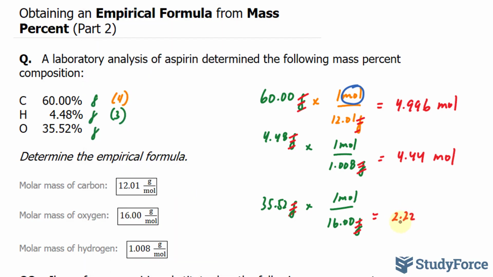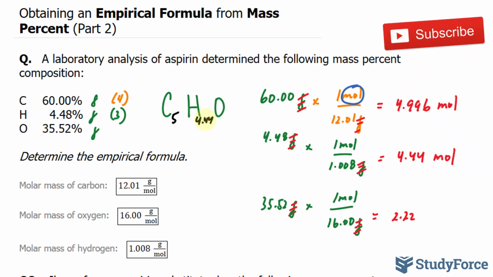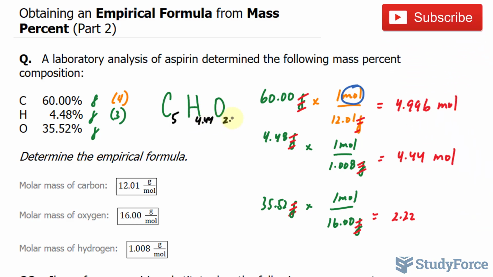Now, to build my empirical formula, I'll write down the atoms within this compound. I have C, H, and O. And I'll write down 4.996, and since 4.99 is so close to 5, I'll just write down 5 right here as the subscript for carbon. 4.44 will be placed right here, and 2.22 will be placed right here.